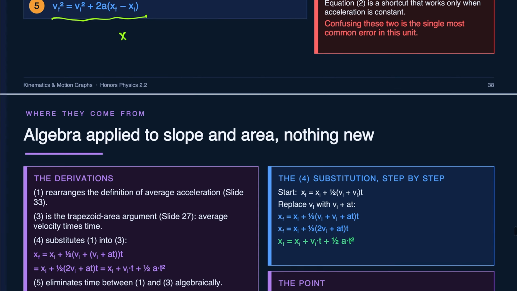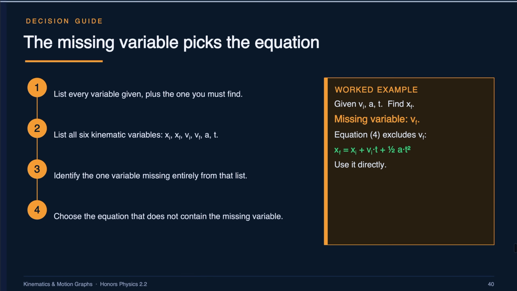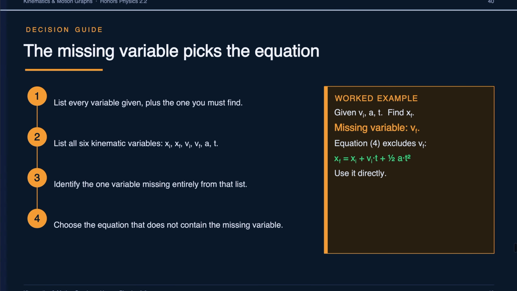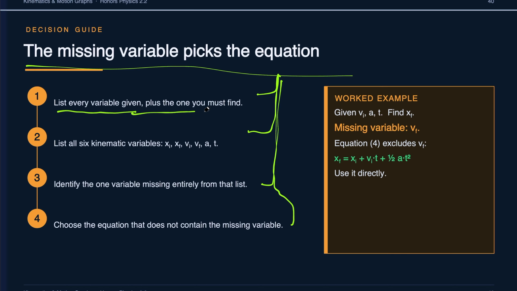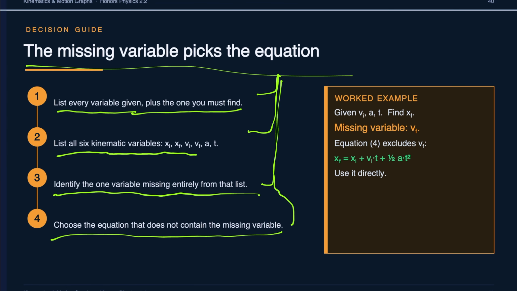These are more derivation slides, which I'll be going over in my derivation video. I'm going to tell you the four steps that you need to solve any kinematics problem using the big five. List every variable you have been given plus the one you must find. Then list all six kinematic variables: Xi, Xf, Vi, Vf, a, and t. Identify the one variable missing entirely from that list. Choose the equation that does not contain the missing variable.